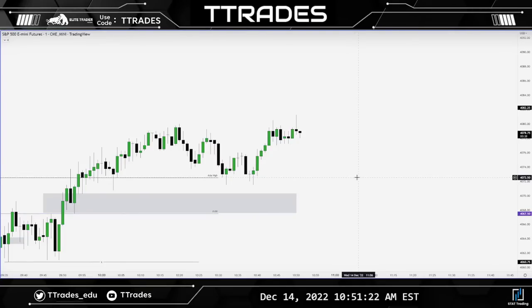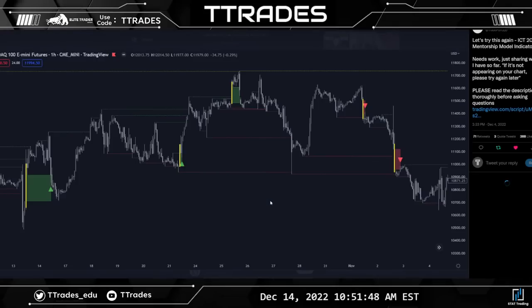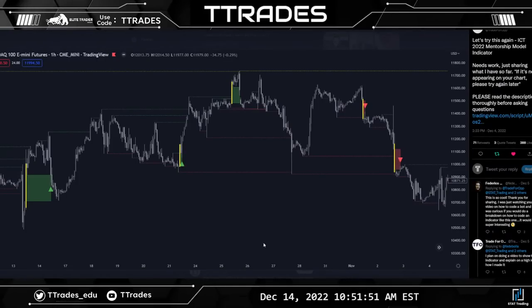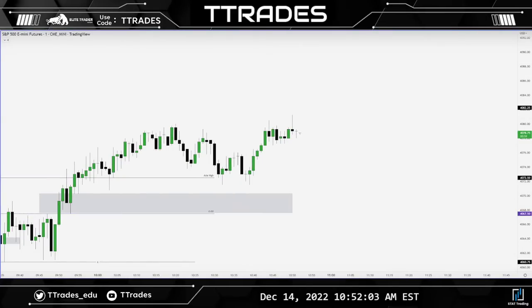This indicator is TFO's. So if you follow him on Twitter, it's not released yet. But TFO has been writing a lot of indicators. For example, I'll actually drop a video. He made the mentorship indicator. So it looks for the displacement candle, draws out the fair value gap, and then looks for those entries, right? So it looks something like this, and this one is free. I'll just drop the link to this tweet if you guys want to check out his indicator, or I think you can just search him up.